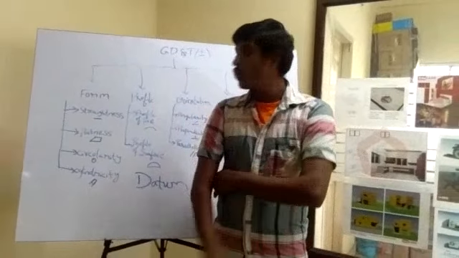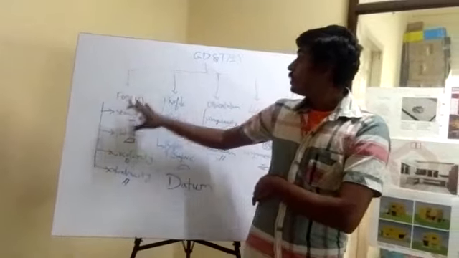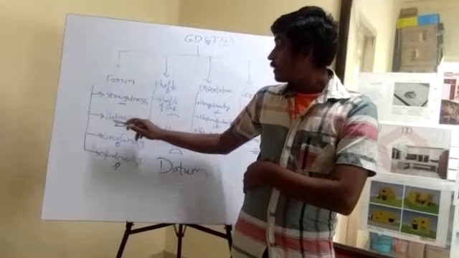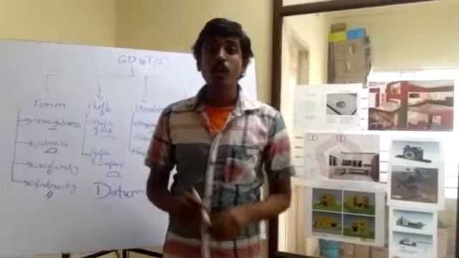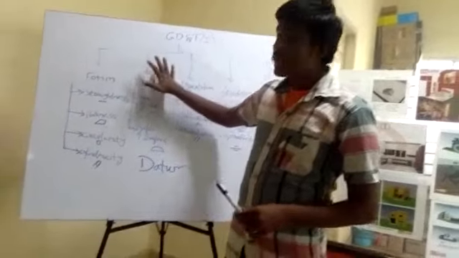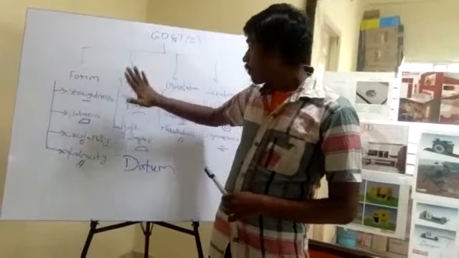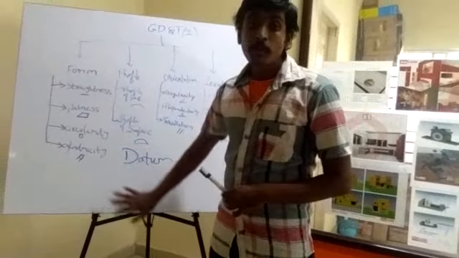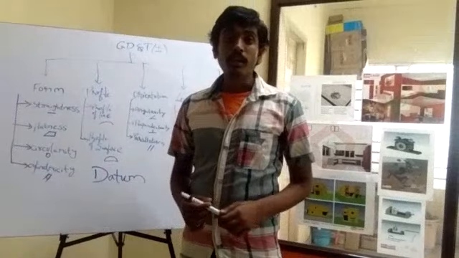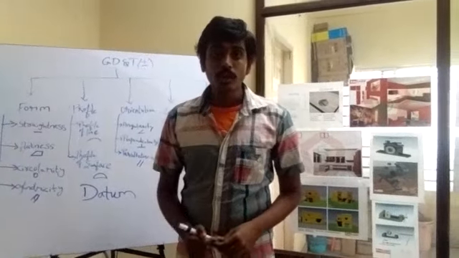Last class we learned about form, the first type of GD&T, that is straightness, flatness, circularity and cylindricity. In this session we are going to learn about the second type of GD&T, that is profile, meaning profile of a line and profile of a surface, with datum. What a datum is, we are going to learn in this session.